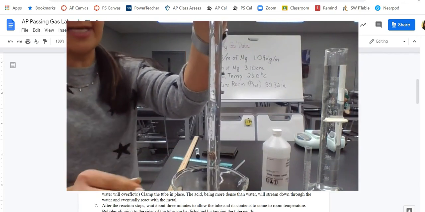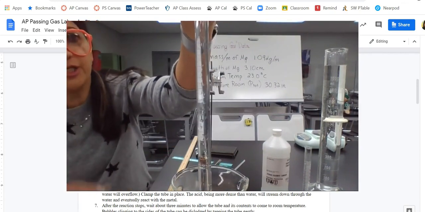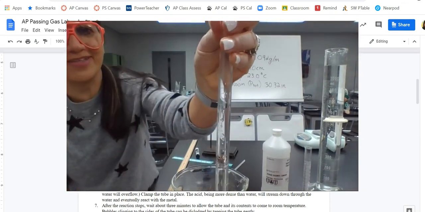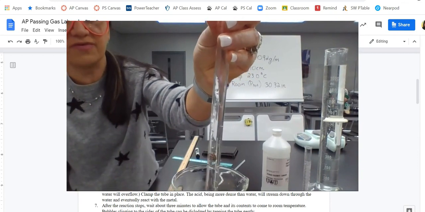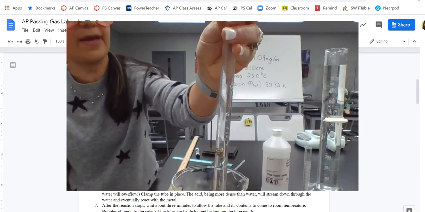Now, when the hydrochloric acid comes down here, I should start seeing a reaction with this magnesium. So let's just give this a little bit of a second, and let's see what ends up happening here.